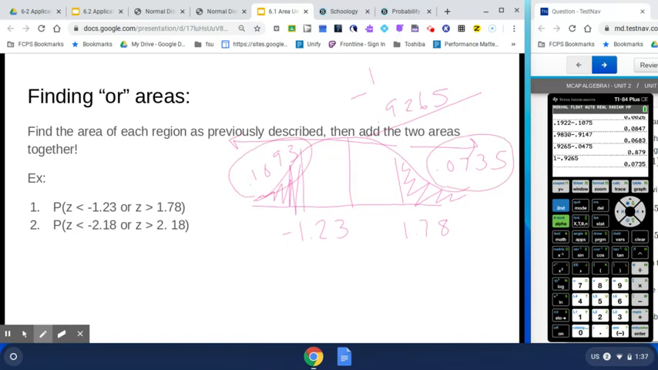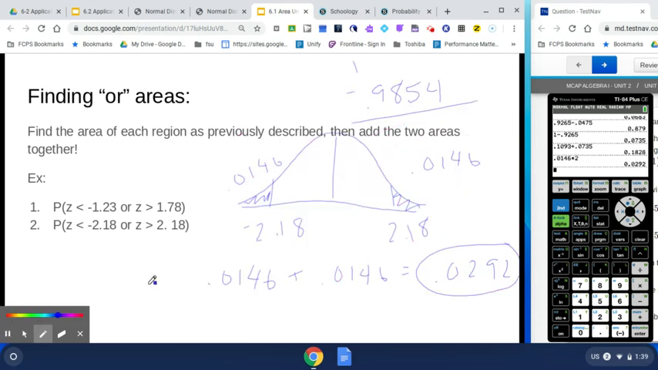Or means add, so we're going to add these two probabilities together. So 0.1093, and we're going to add on the 0.0735. Okay, I get a probability of 0.1828 as my final answer. So 18.28%. All right, why don't you try number 2, pause the video here, and then unpause to see the answer.